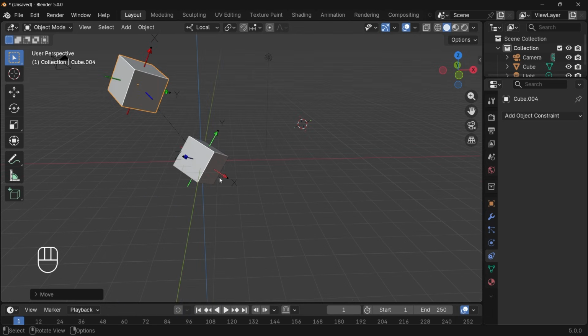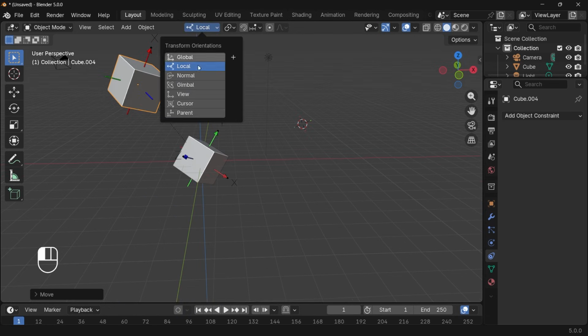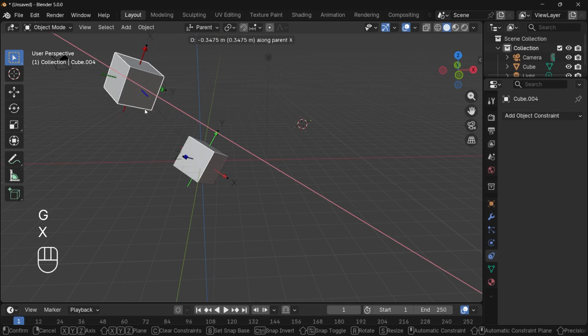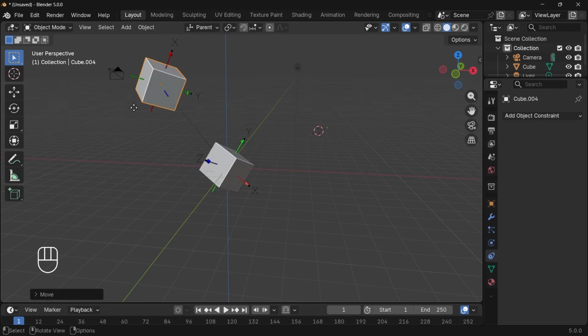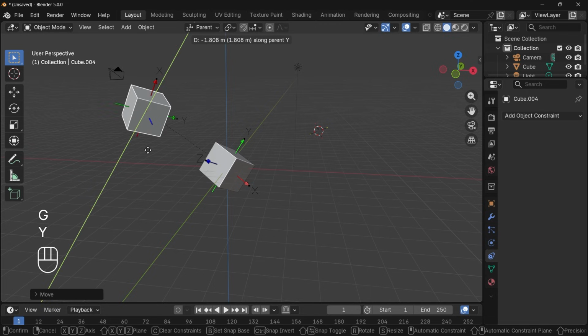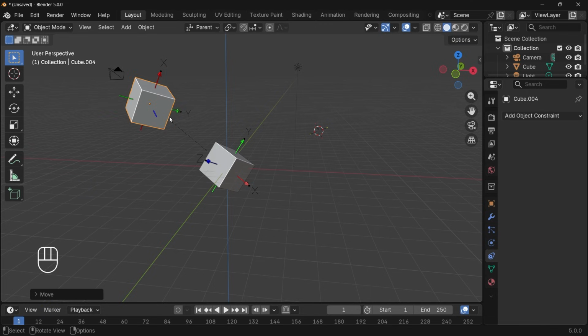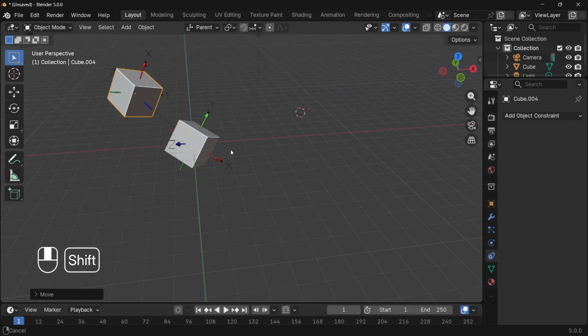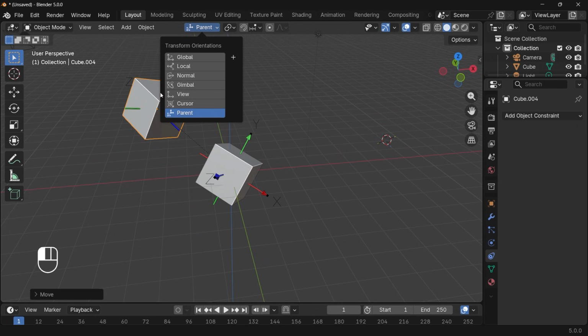But suppose I want to move it about the parent's X axis, I can then switch over to parent, and now it's always going to move based off of what the axis of the parents is. So GY is going to move about or parallel to the Y axis of the parent, and GZ is going to move it parallel to the Z axis of the parent. And that's what all of the default transform orientations do.